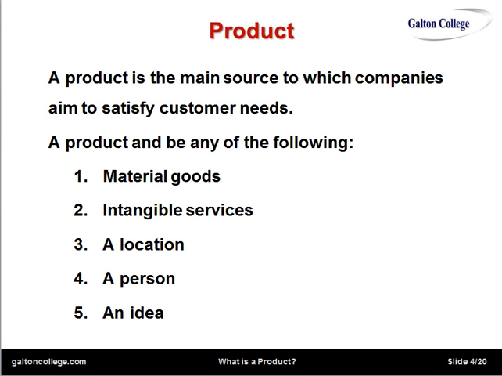A product may be any of the following: material goods, intangible services, a location, a person, an idea. So any of those may be a product. A material good is something physical. An intangible service, for example, is the service in a restaurant. It's intangible. You receive the service, but you can't touch it. It's not a physical thing. It's not tactile.